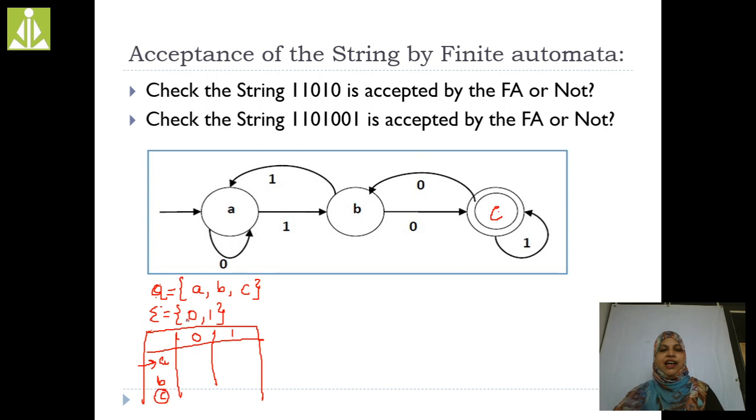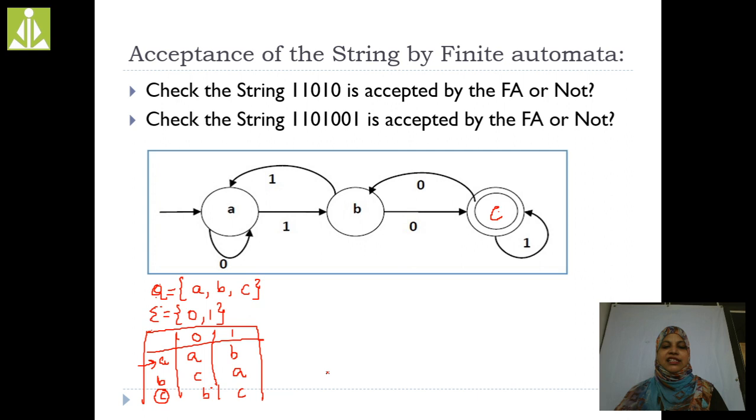A on 0 is A. A on 1 is B. B on 0 is C. B on 1 is A. C on 0 is B. C on 1 is C. This is the transition table.